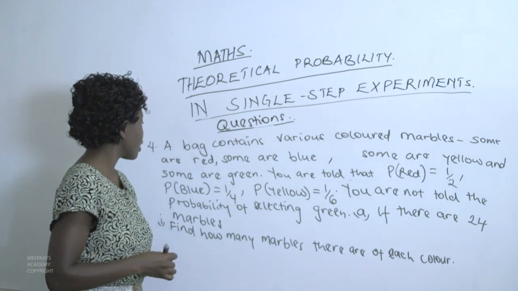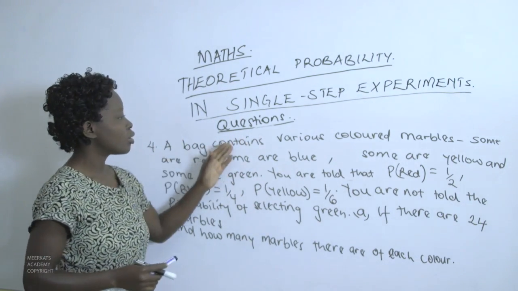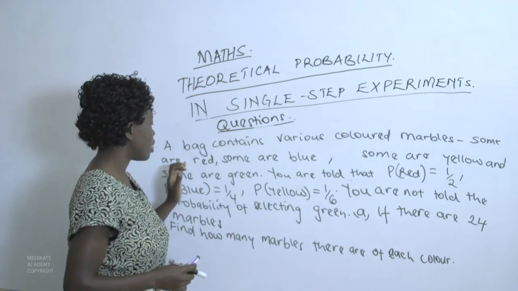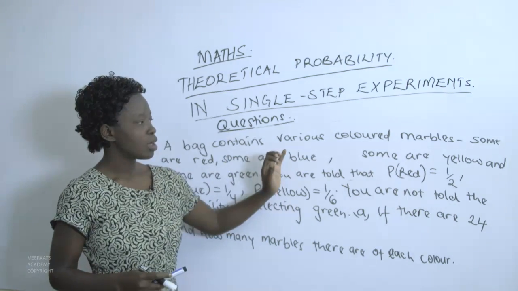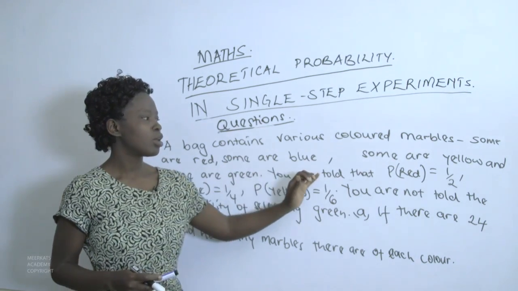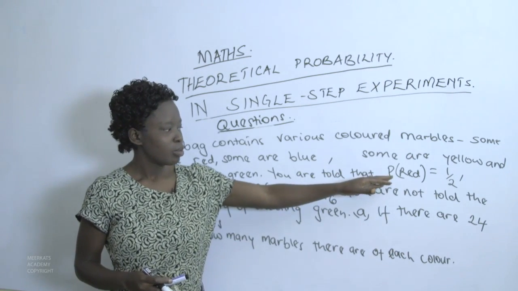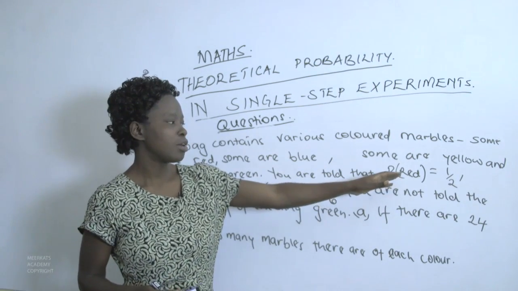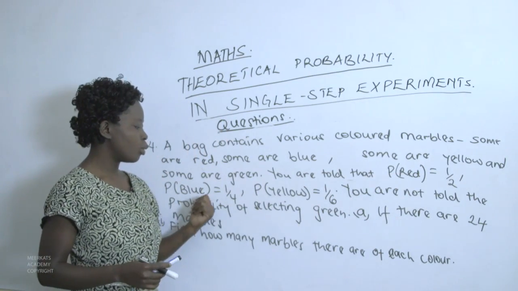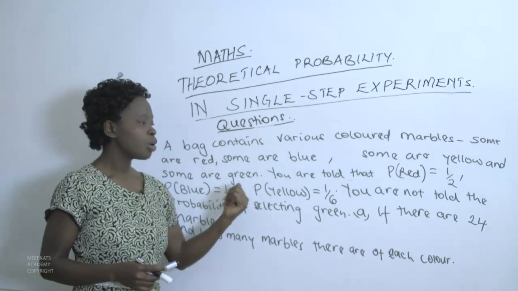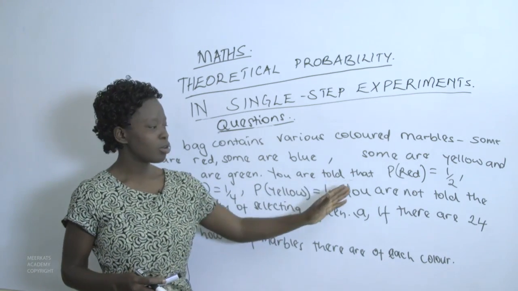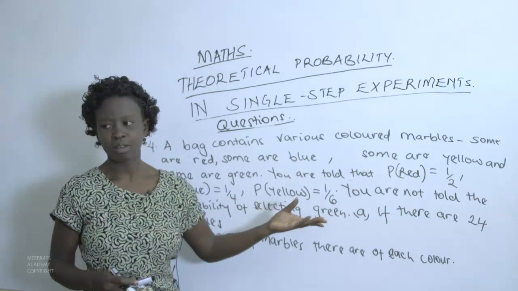So we are having another question. A bag contains various colored marbles. Some are red, some are blue, some are yellow, and some are green. You are told that the probability of picking red is 1/2, the probability of picking blue is 1/4, and the probability of picking yellow is 1/6. Then you're not told the probability of selecting green.